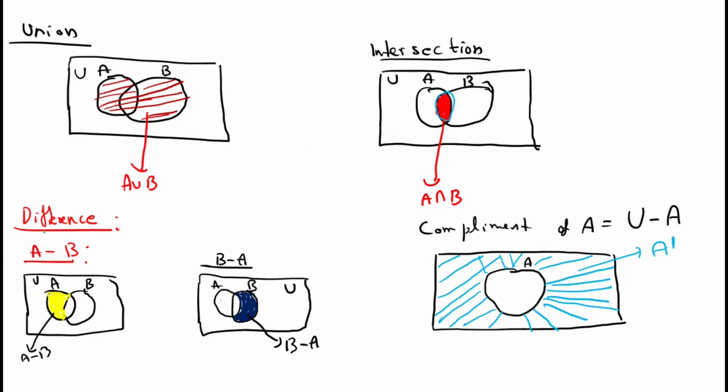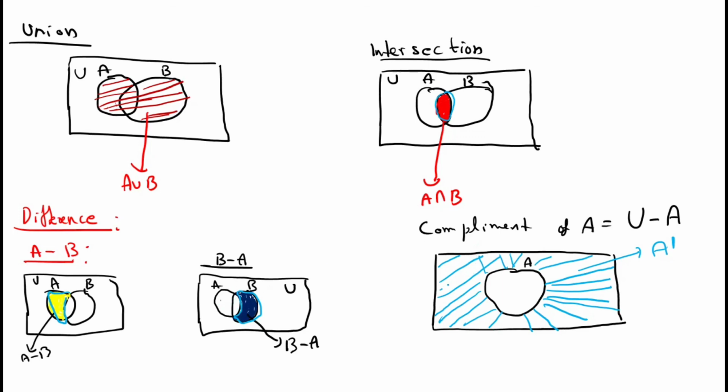A minus B means elements of A that do not belong to B. That means only this much part, the yellow shaded part, that is A minus B. B minus A means elements of B only, elements of B that do not belong to A. If you take this part, that belongs to A, right? So you need to take B only.